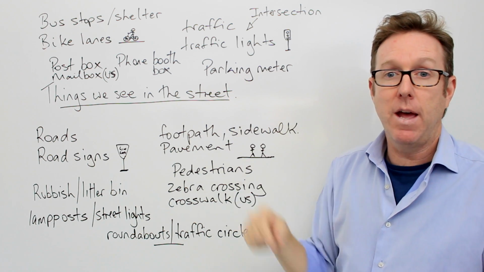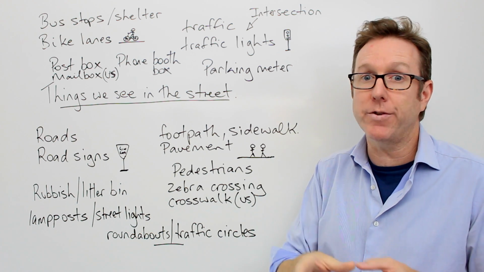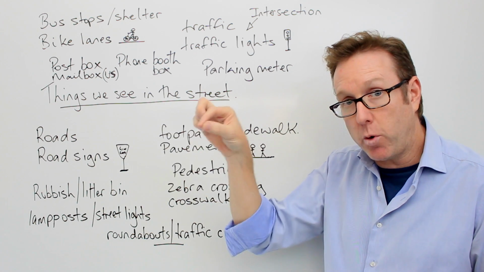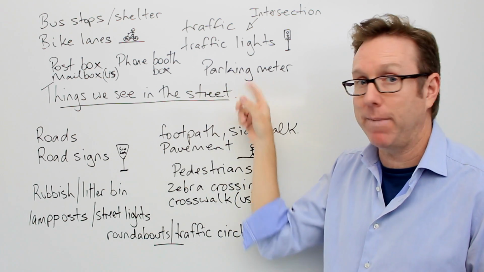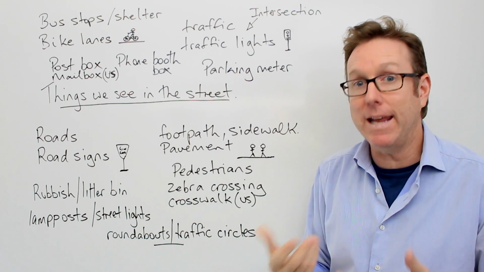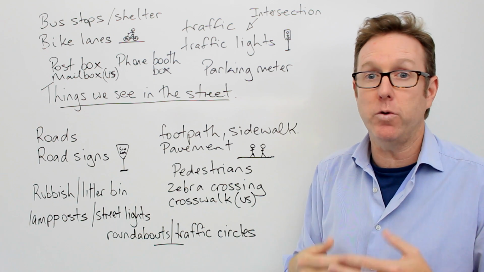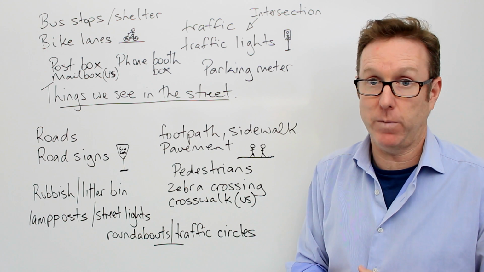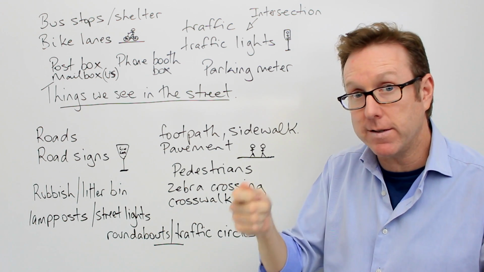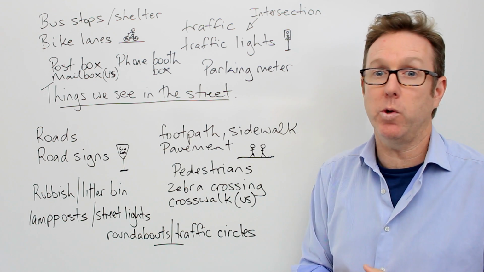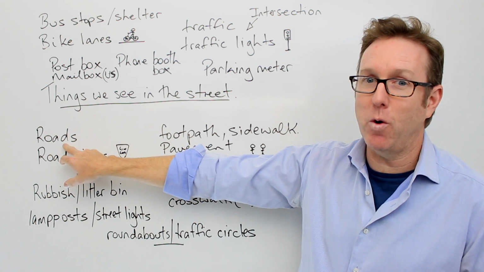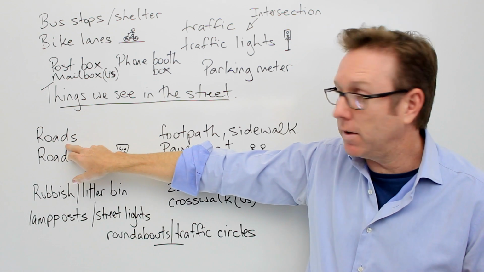Now, the other thing that we have in the street are parking meters, or parking meter in singular. And this is where if you want to park your car in a city, in the street, you have to put money into the parking meter in order to park legally. Because if you don't park legally, you get a fine. Okay, a fine. You have to pay some money to the council. You get a fine.